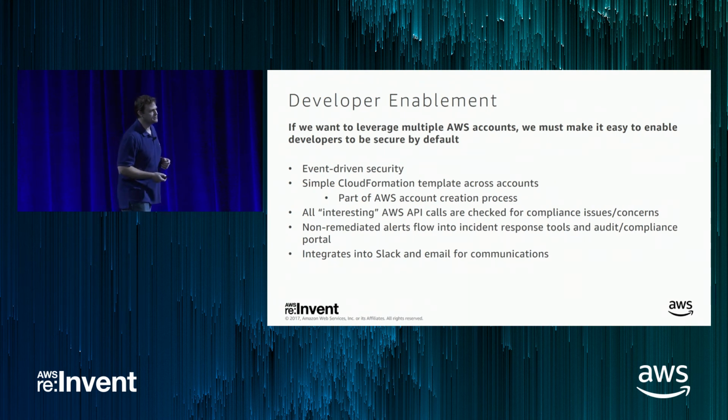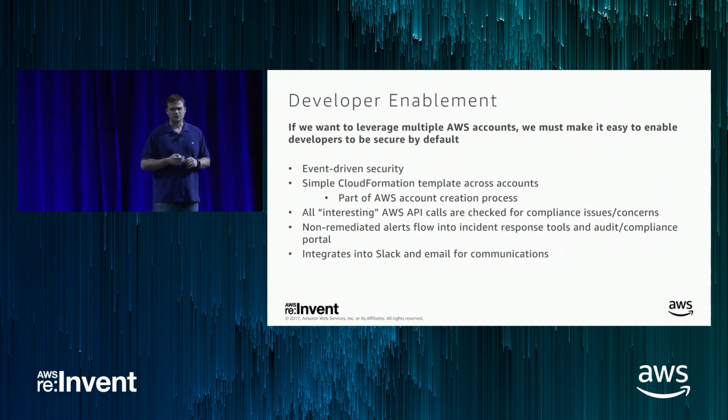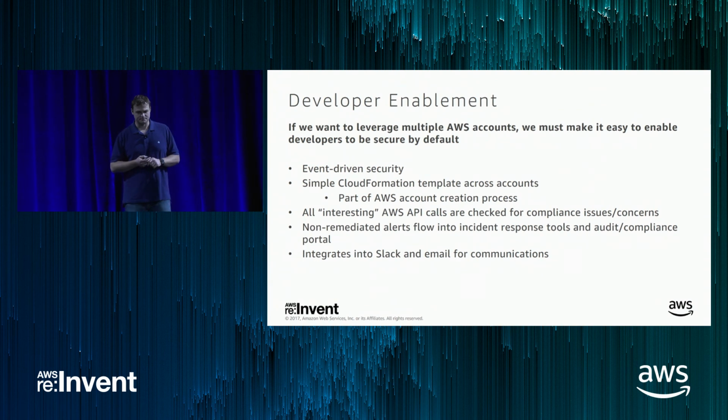So if you think EC2 RunInstances, that's an interesting call for me because that means there's an instance being created. There's a lot of misconfigurations that somebody could make when they create an instance. They put it in the wrong subnet, they put a public IP on it, they associate a security group to it that's open to the world, that sort of thing. So we can check that through CloudWatch event rules.